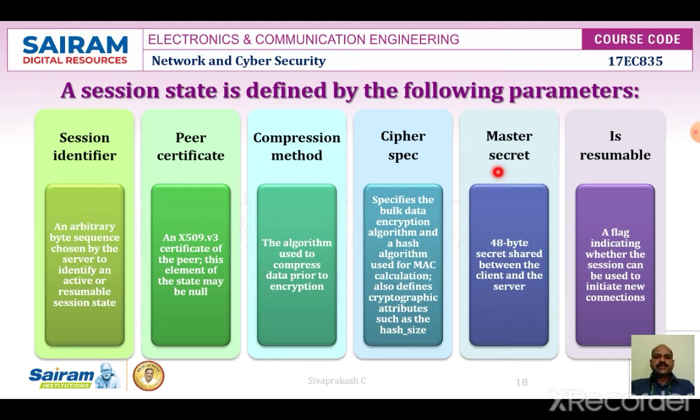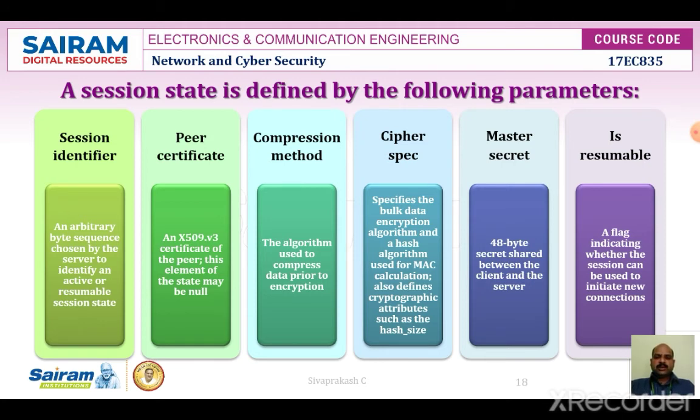The fifth state is the master secret. What actually is the master secret? It is a 48-byte secret shared between the client and the server for the authenticated transaction. The sixth state is resumable. It is a flag indicating whether the session can be used to initiate new connections or not. Such things are defined in this sixth state.